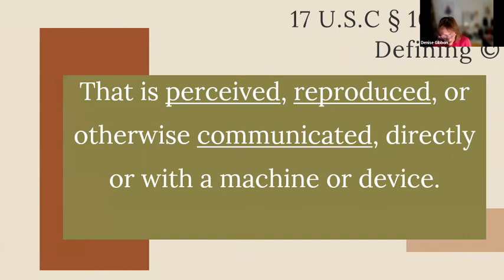All right. So our last part of the copyright law is we've got a work of authorship. We've fixed it in a tangible medium of expression. And that tangible medium of expression needs to allow us to perceive, reproduce, or otherwise communicate what we've created directly or with a machine or device. It's really another aspect of fixation.